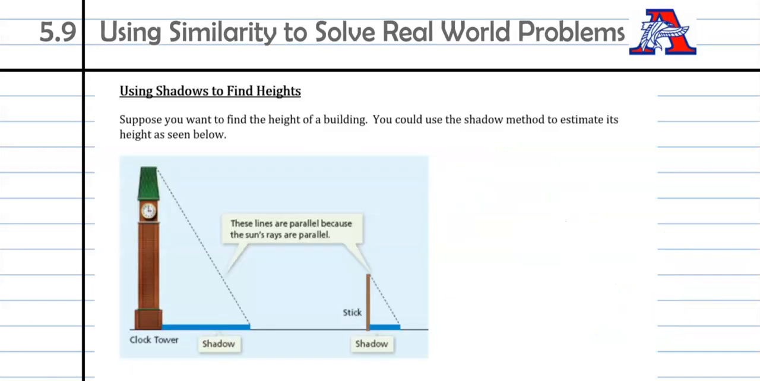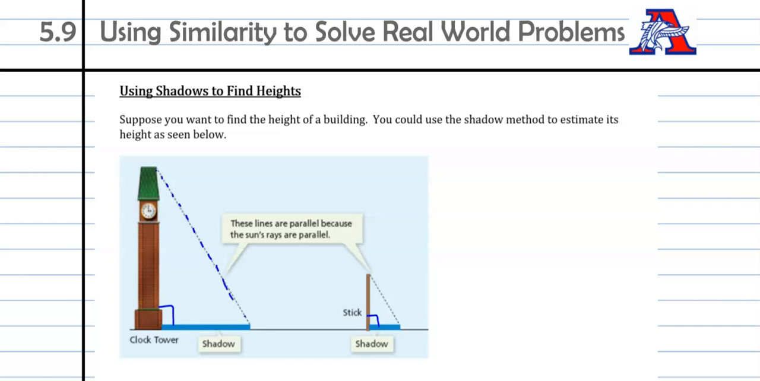All right. Second thing that you can do to use similar triangles in real life is you can use shadows to find heights, which is kind of a cool idea. So suppose you want to find the height of a building, you can use the shadow method to estimate its height as seen below. So we have a clock tower with a shadow, and then we have a stick and a shadow. And the reason why this works is because once again, you have these right angles, okay? And then you have parallel lines right here.